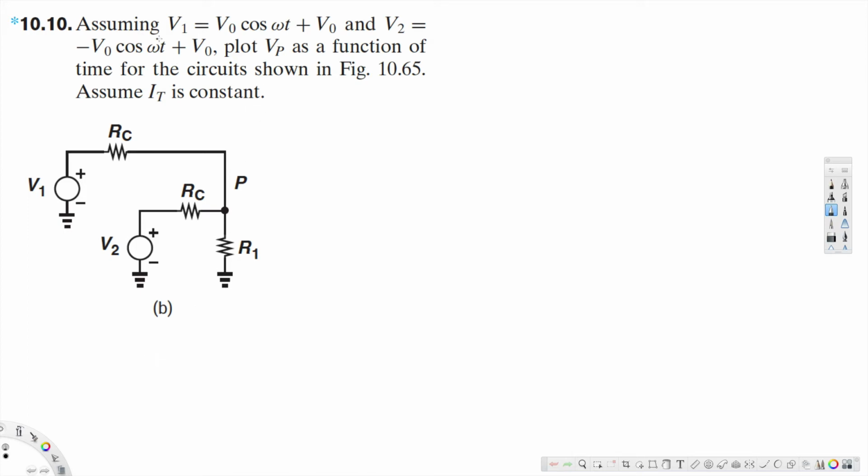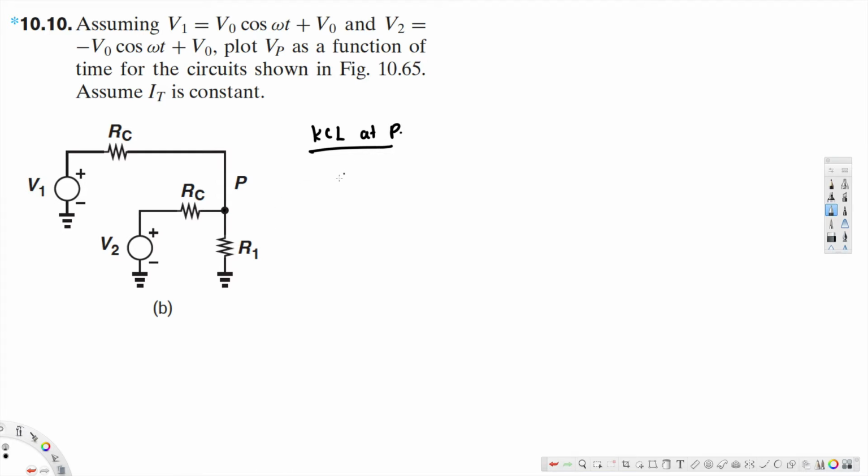His question is asking, assuming V1 is equal to V0 cos omega t plus V0, and V2 is equal to negative V0 cos omega t plus V0, plot VP as a function of time for the circuits shown in figure 10.65. Assume RC is constant. So we are going to apply KCL at point P, and we are going to see what the VP value is. Now let's go ahead and calculate.